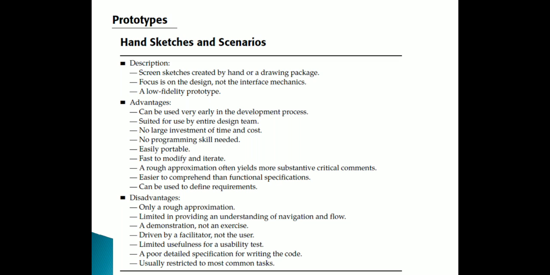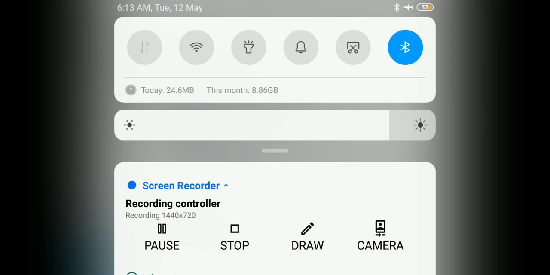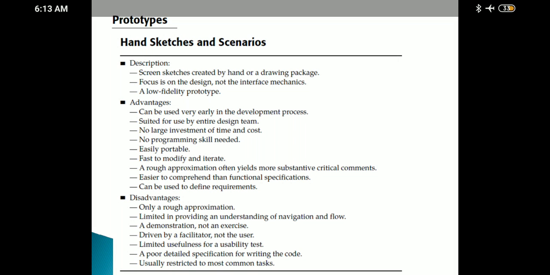Therefore, we have various kinds of prototypes. Now, let us discuss these prototypes in the order of increased fidelity. To begin with, we shall look at hand sketches and scenarios. Hand sketches and scenarios is the very first and the simplest prototype and is of low fidelity. Here we make use of a rough hand drawn sketch or a mock-up of the screens.